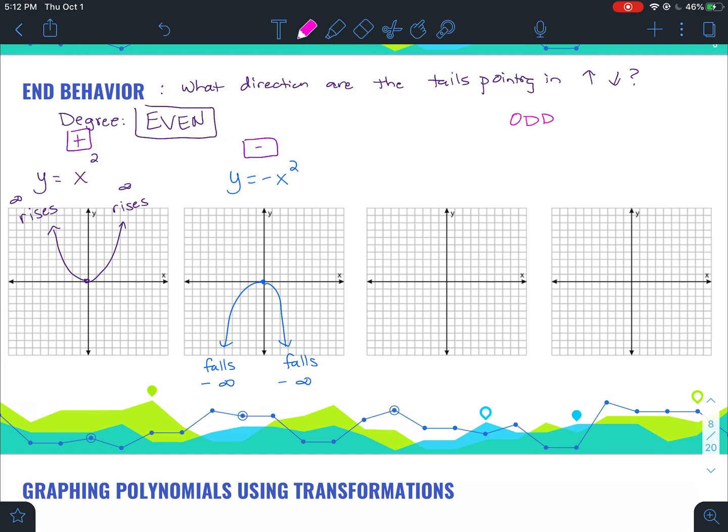If it's an odd degree, so like x to the third, and we already know what x to the third looks like, right? It looks like a snake. So what's his end behavior?